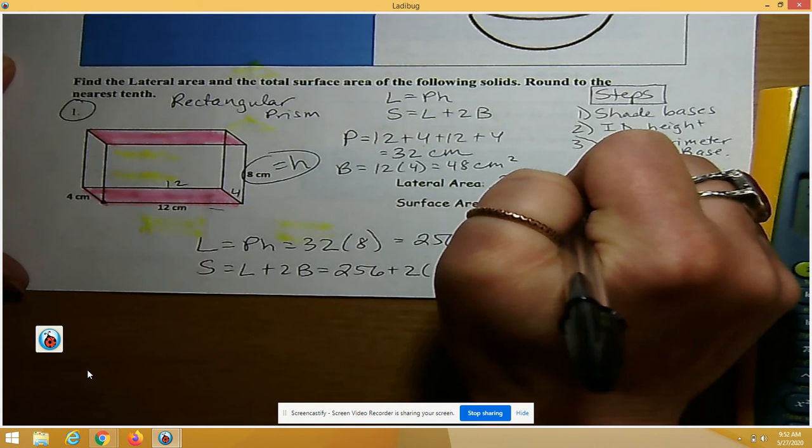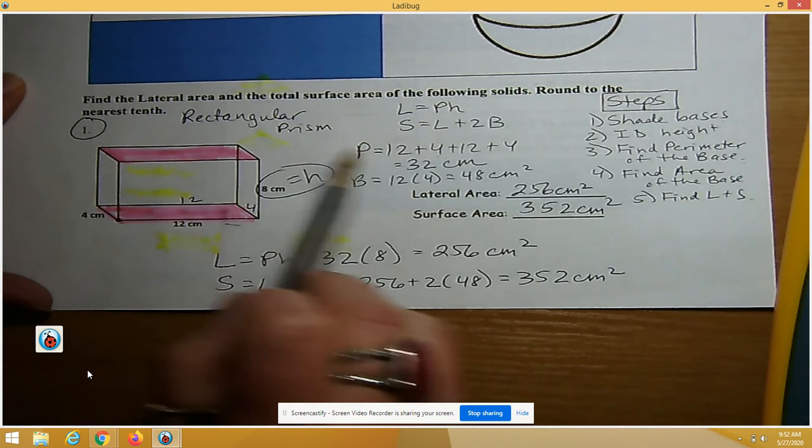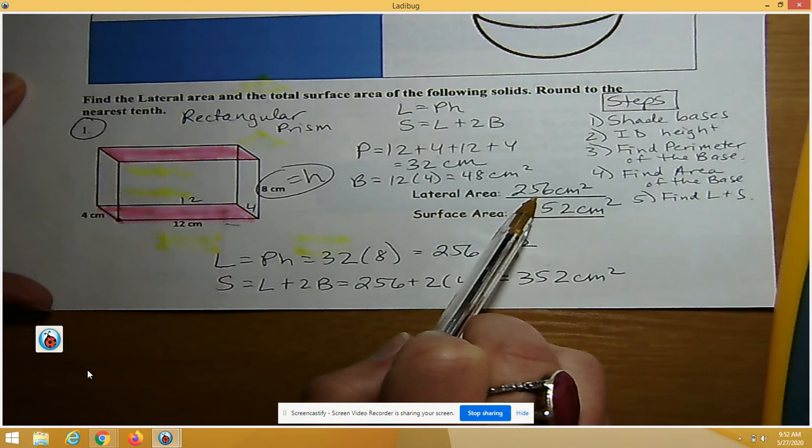I do want to mention to you, for rectangular prisms, if you pick different bases, your lateral area could potentially be different, only for rectangular prisms. But if I had done the left and right, then that's fine. The total surface area will be the same, but the lateral would be different.